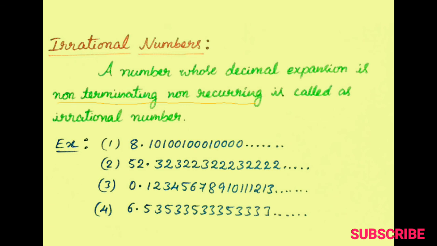See the second example. Here also there is no repeating term. And also in third and fourth we cannot say it is having a repeating term. So those are the irrational numbers. Remember that here we have put the dots. It means the number is continuing, not ending. If we didn't put the dots, then it becomes a rational number, because terminating expansion is nothing but rational number.